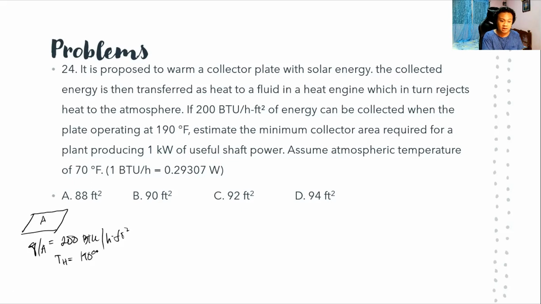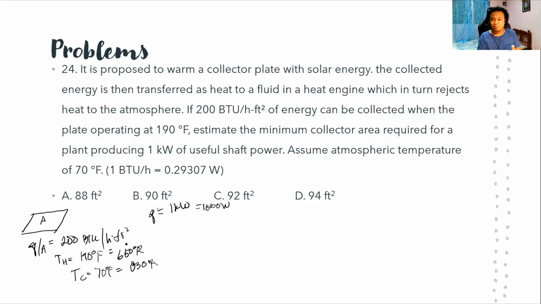And then we are given the hot temperature, diba? Operating at 190 degrees Fahrenheit, or we can transform that to Rankine, just add 460 to it, 650 degrees Rankine. Then we have our TC, the cold temperature here, which is 70 degrees Fahrenheit. Or just add 460 to it, you have 530 degrees Rankine. Diba? And then we are given that we are to collect 1 kilowatt, or we have 1,000 watts of energy in that plate.